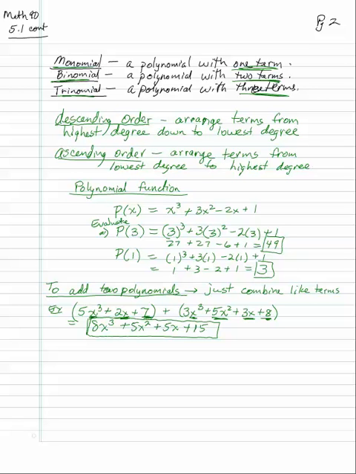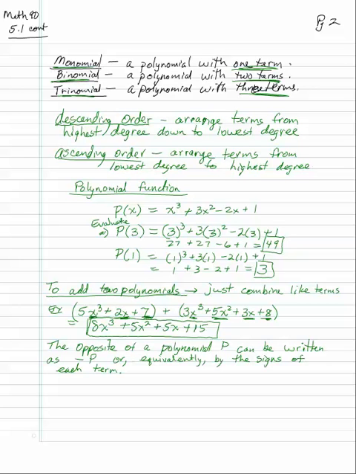Now to subtract polynomials, well, first let's talk about the opposite of a polynomial. So the opposite of a polynomial p can be written as the opposite of p, so minus p. Or equivalently, you can just change the signs of each term. Okay, so you just change all the signs.